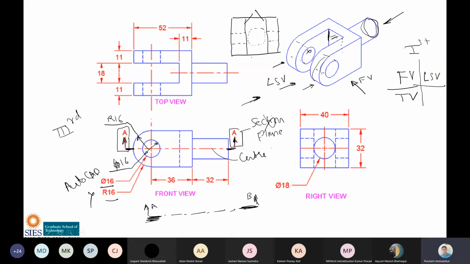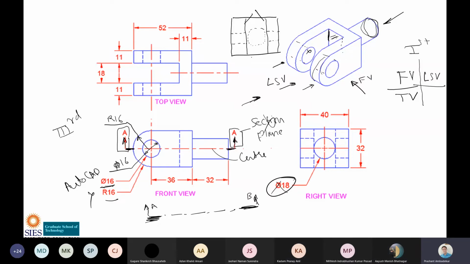Okay, let me tell you more on this. Phi means diameter, and R means radius. So whenever a circle is there, that has to be dimensioned as phi. And whenever a semicircle is there, it has to be dimensioned as R. Because this is half, it will come with radius; if it is full, it will come with diameter. I will move on to the next sum now.